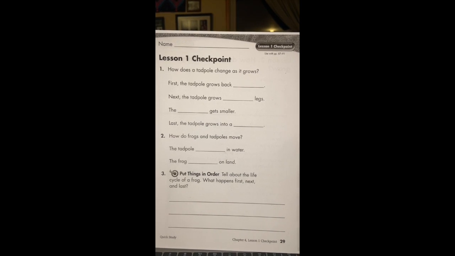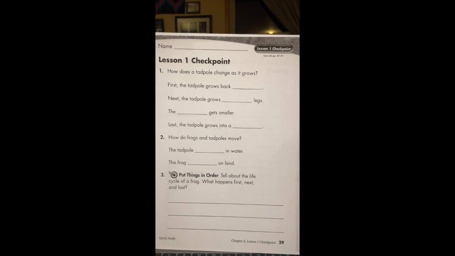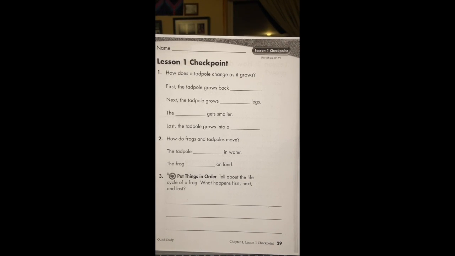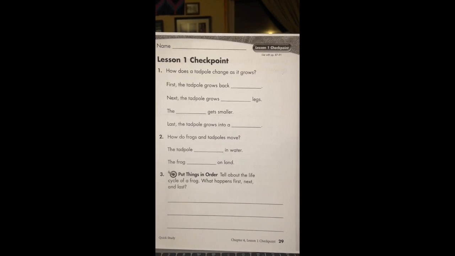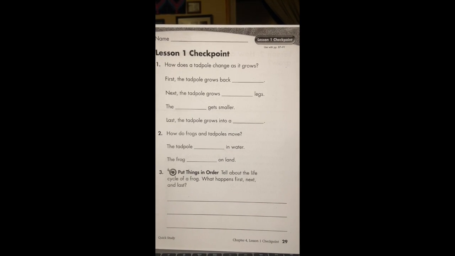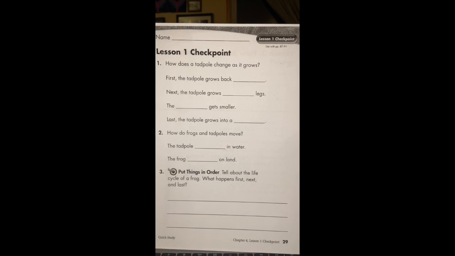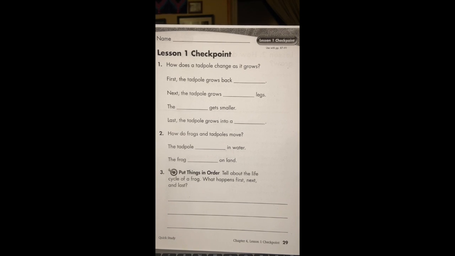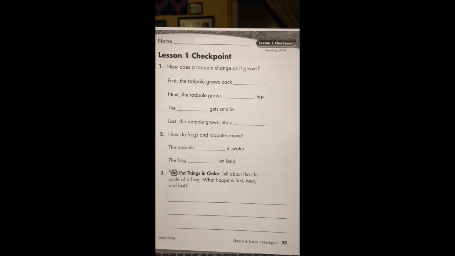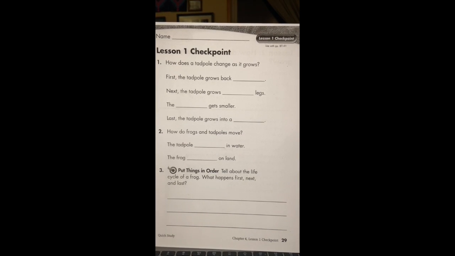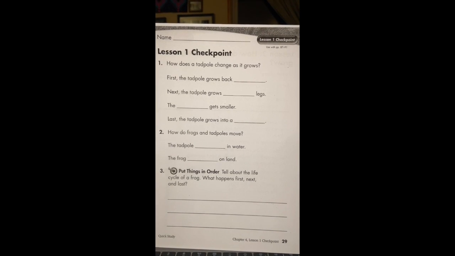Number 2, how do frogs and tadpoles move? The tadpole blank in water. The frog blank on land. Tell me how they move. How does a tadpole move? And how does a frog move? Number 3, tell about the life cycle of a frog. What happens first, next, and last? And write those on the lines below.